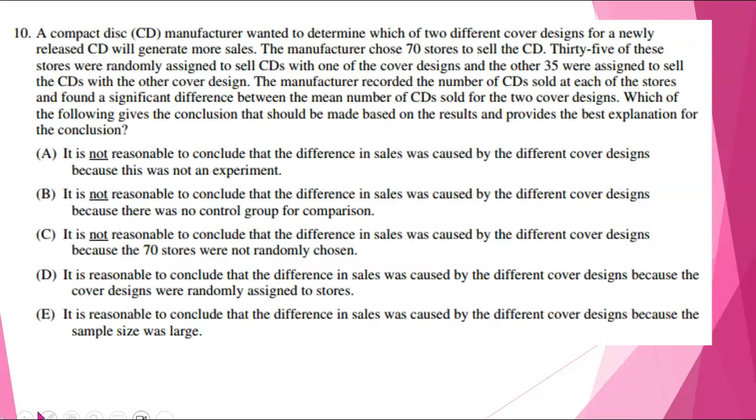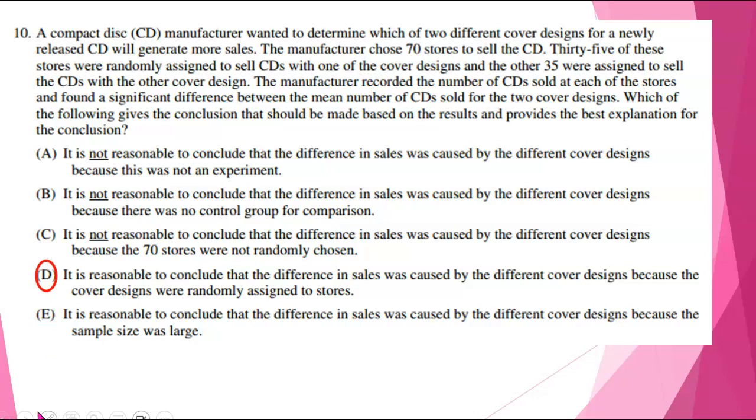Okay, next question. A compact disc manufacturer wanted to determine which of two different cover designs for a newly released CD will generate more sales. The manufacturer chose 70 stores to sell the CDs. 35 of these stores were randomly assigned to sell CDs with one of the cover designs, and the other 35 were assigned to sell the CD with the other cover design. The manufacturer recorded the number of CDs sold at each of the stores and found a significant difference between the mean number of CDs sold for the two cover designs. Which of the following gives the conclusion that should be made based on the results and provides the best explanation for the conclusion? So for this one, our answer actually is D.